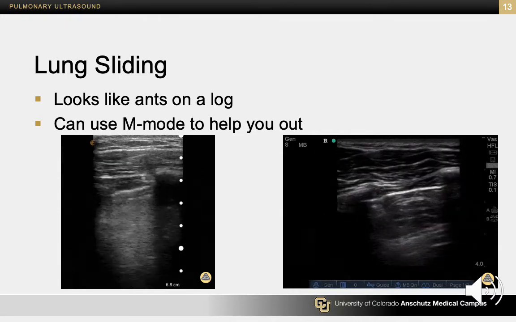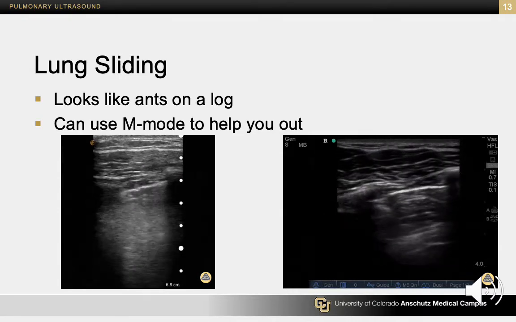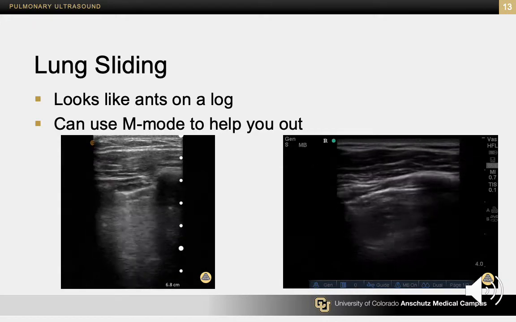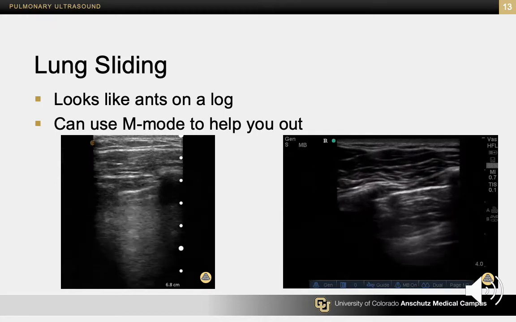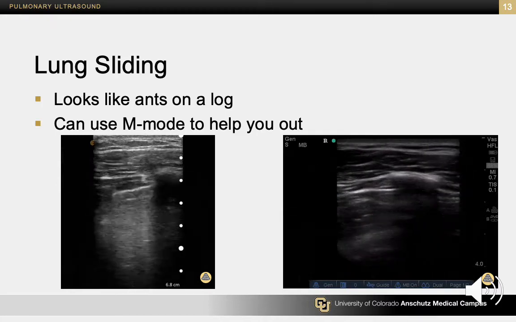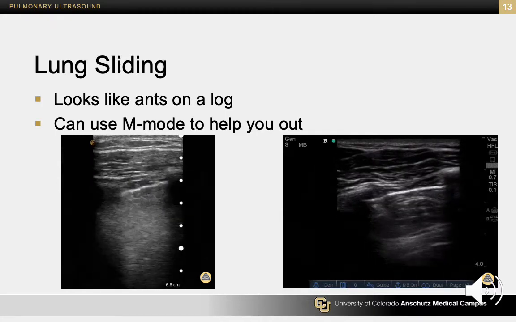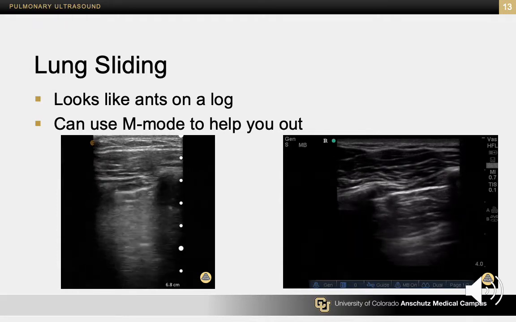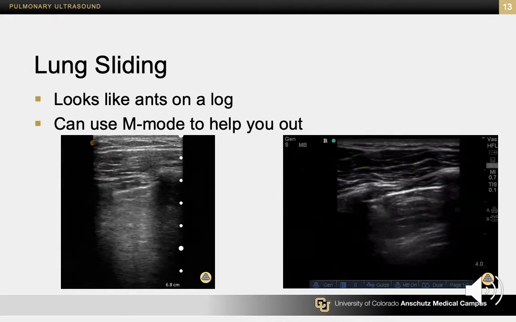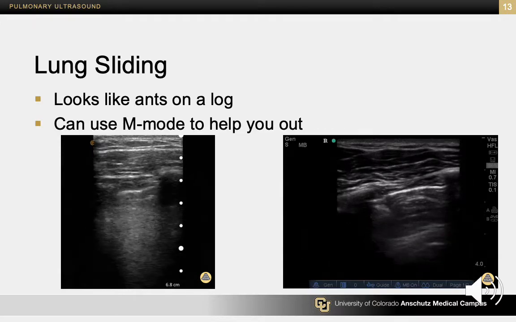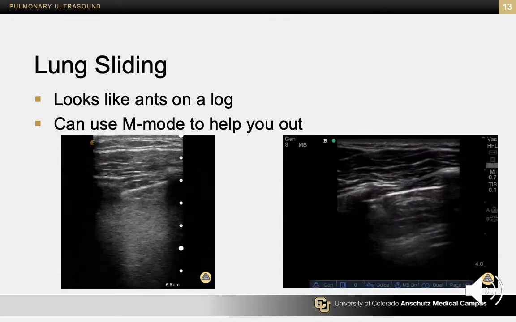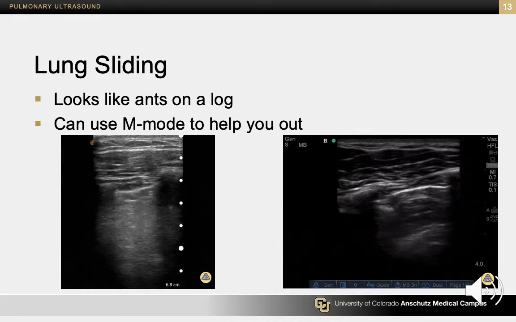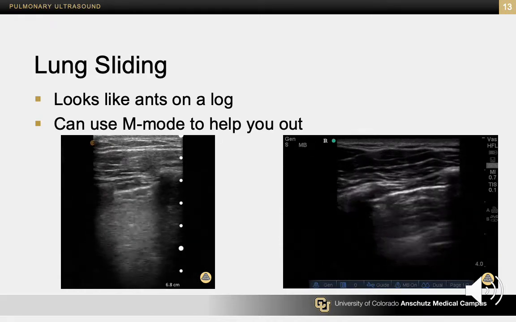That's the visceral parietal pleural interface, or the VPPI. And as you can see here, it's got this movement along there. Some people describe it as ants marching on a log. So this has present lung sliding. As the lung moves along the parietal pleura, you get this sort of moving artifact.